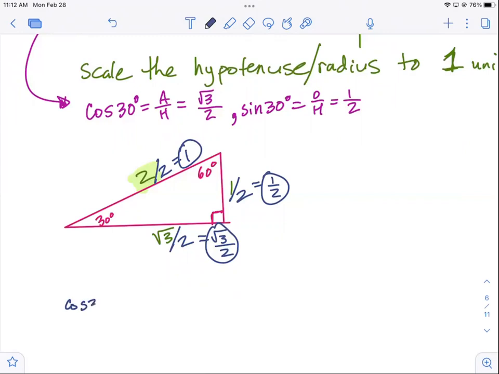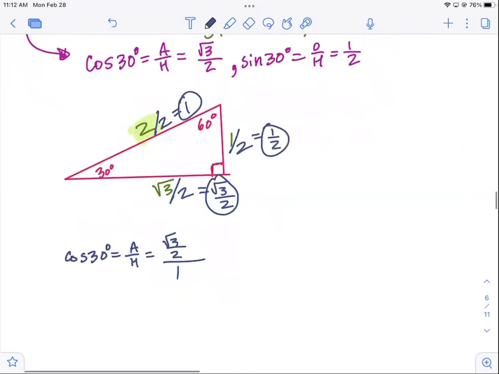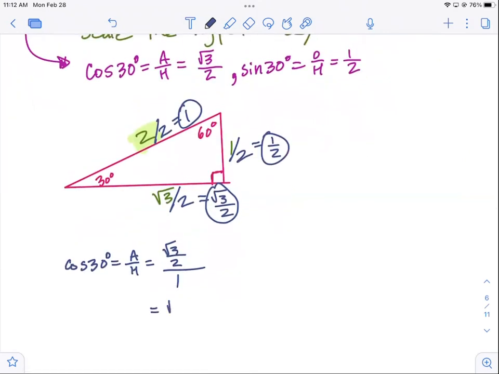Let's try cosine of 30 degrees now. You think it's going to make a difference that we made it smaller? It's half as big. Do you think the cosine changes? No, it's adjacent over hypotenuse. And now the adjacent is square root of 3/2 divided by, guess what the hypotenuse is? 1. And anything divided by 1 is itself. So it's still the square root of 3/2.